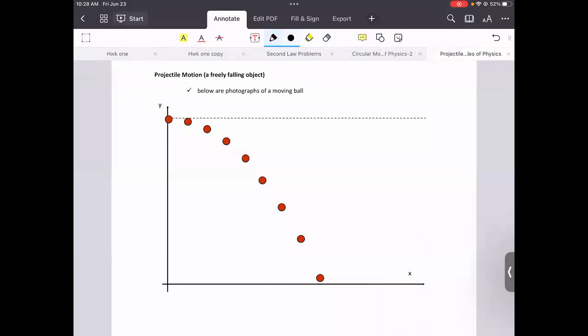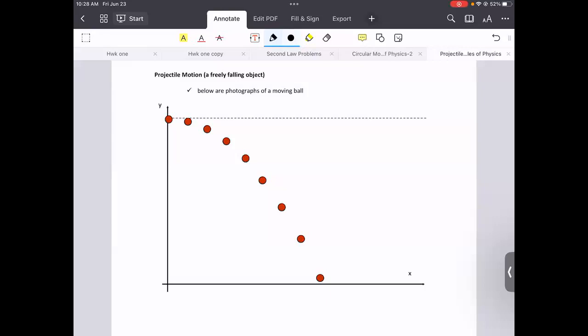It could be like a missile that has been fired. So as long as the only force acting on the object is gravitational force, then we are going to refer to that as a projectile. Now here I have photographs of a moving ball.